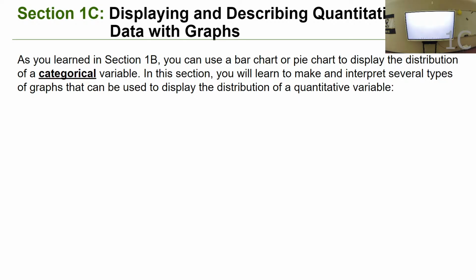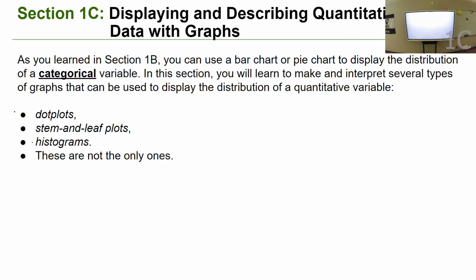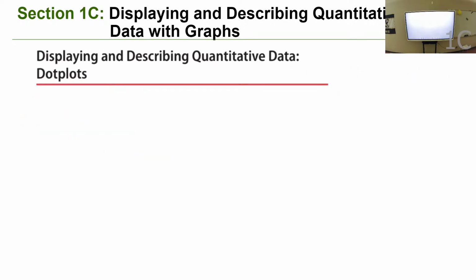In this section, we're going to learn how to make and interpret several types of graphs that can be used to display it. So one of them we're going to use is a dot plot. That's the first one we'll talk about. We'll talk about stem and leaf plots, and we'll talk about histograms. Those are not the only ones. We'll talk about some other ones in 1D and 1E. Okay, so dot plots. We've made them already. Horizontal line, and you're putting a dot with each value. They don't have to start at 0, but whatever number they start with and whatever the number of the next one is, the next one better be equidistant. We've got to have equal intervals.